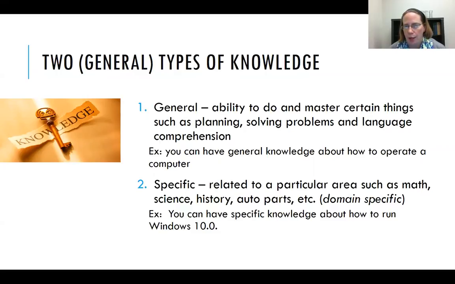So the examples that I have here, for general knowledge, you can have general knowledge about how to operate a computer, and you can have specific knowledge about how to run Windows 10.0. So that's the difference there. I also tend to think about this a little bit in connection to what we talked about with fluid and crystallized intelligence, if that helps anyone.